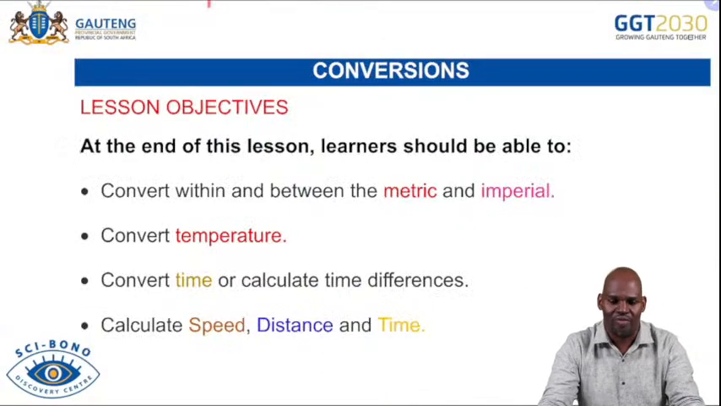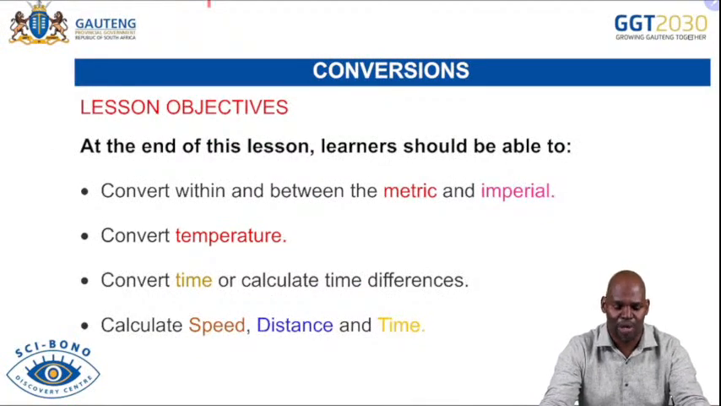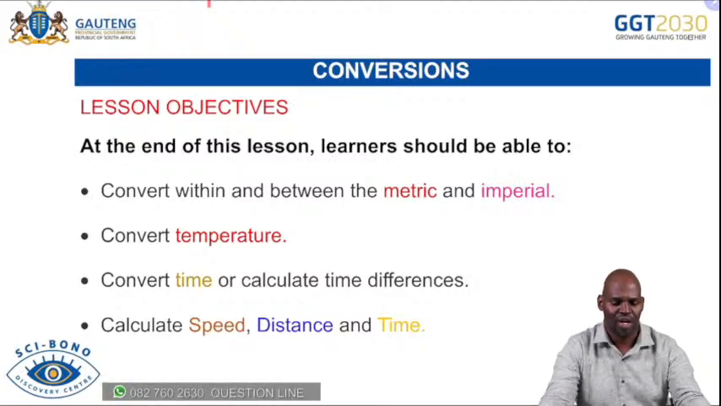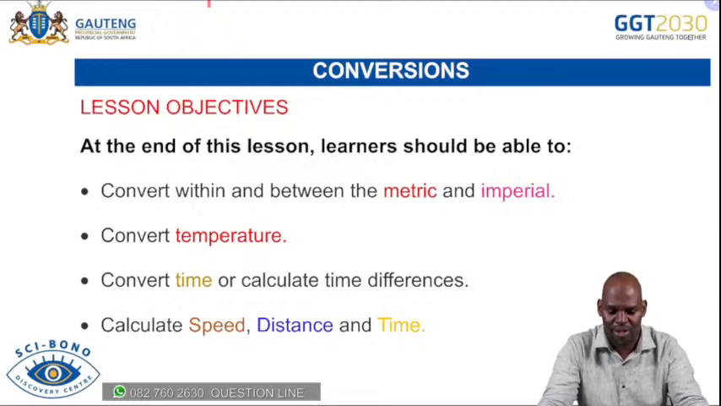Under conversion, remember for each and every section there must be an objective. In other words, what must be covered, or what you must know by the end of each section. So by the end of the section on conversion, you must be able to convert within and between the metric and imperial units.